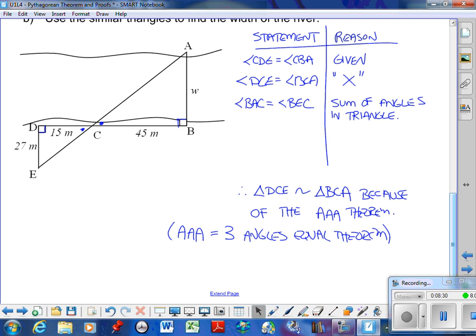And then the B part, you've done enough. You don't need to see me do another similar triangle question. So we've done the proof for that.